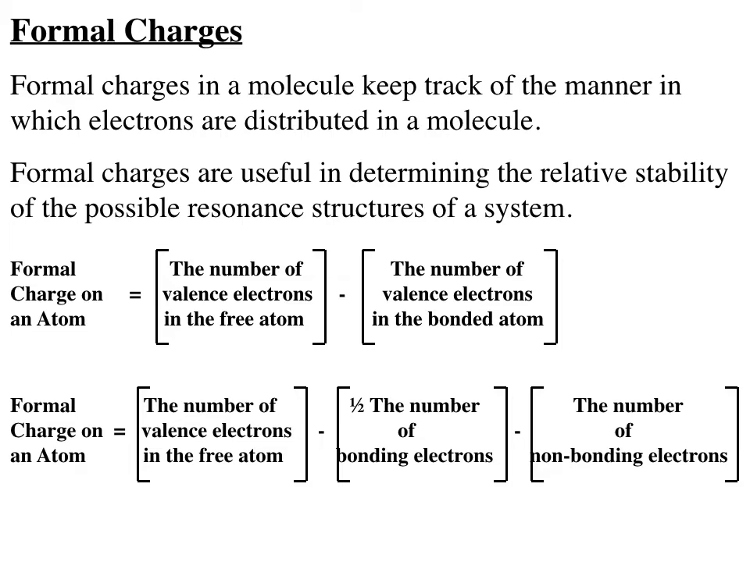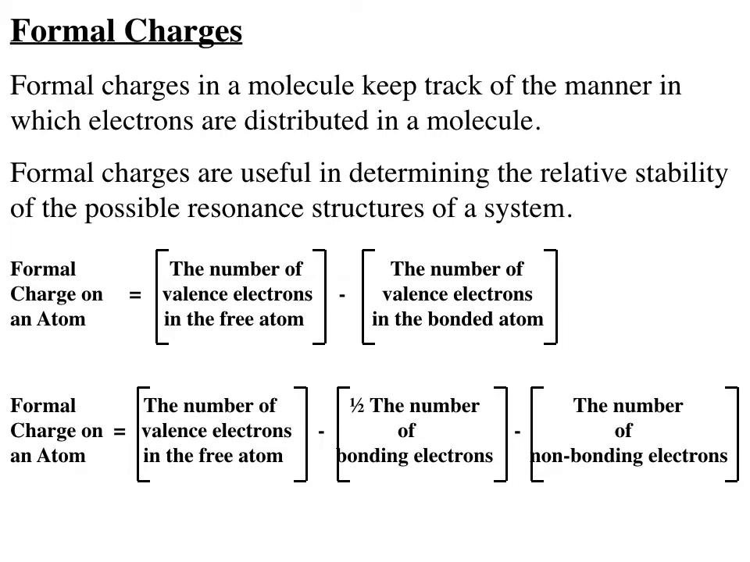So formal charge is useful to determine the relative stability based on whether the charge is evenly distributed over the atoms. It tends in nature to be more favorable, as to whether or not that particular way of connecting the atoms is more likely to occur in nature.